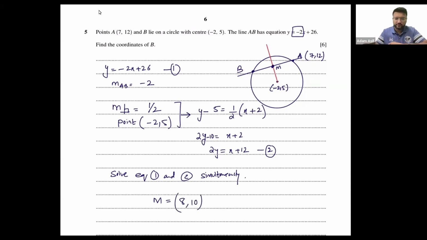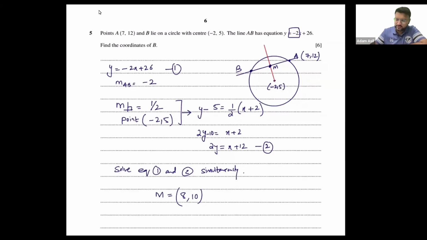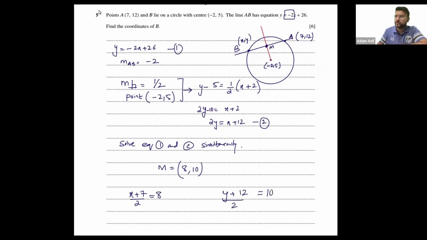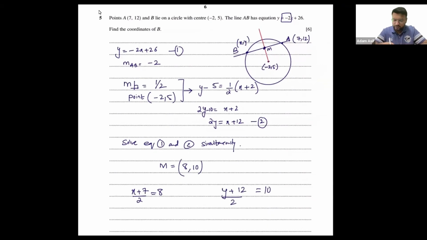I am getting 8 and 10 simultaneously solve करने के बाद. ठीक है, तो अब point B के coordinates क्या हो जाएंगे? If I say B के coordinates हैं x, y, so (x plus 7)/2 should be equal to 8 and (y plus 12)/2 should be equal to 10. Midpoint, sure. x की value बताओ मुझे क्या आएगी? और यहाँ से y की value क्या आ जाएगी? 8. ठीक है, so B के coordinates हैं 9, 8. Now there was one another alternate way to solve this question.